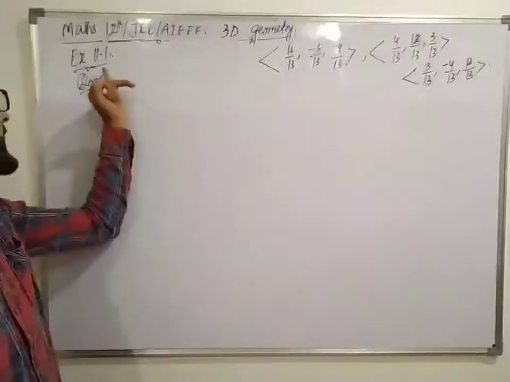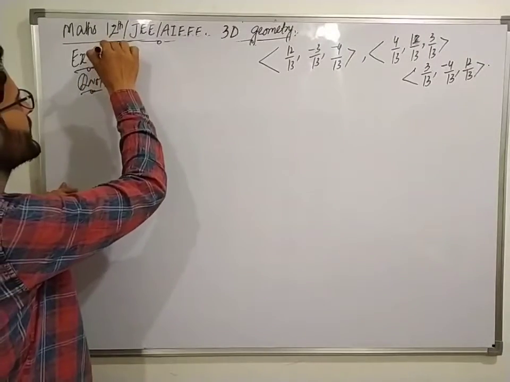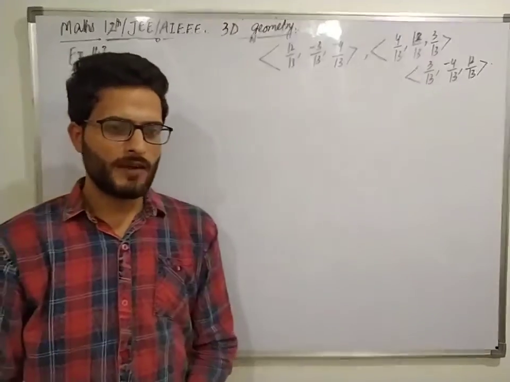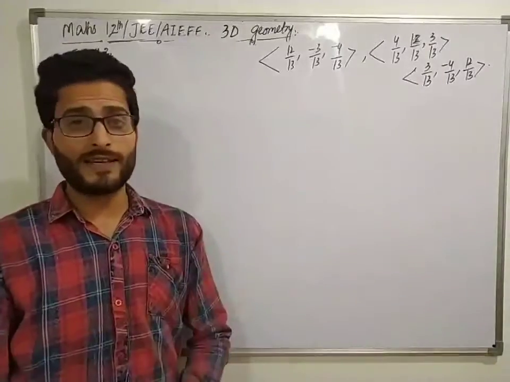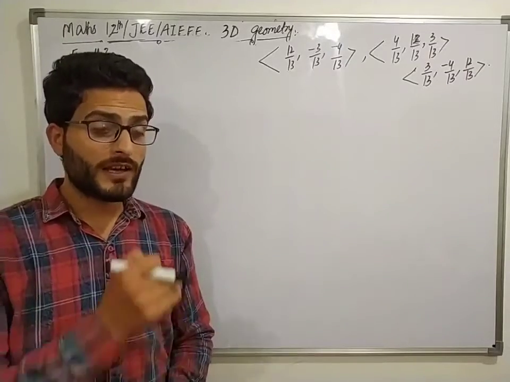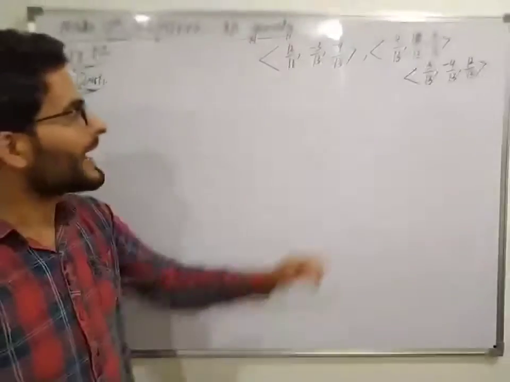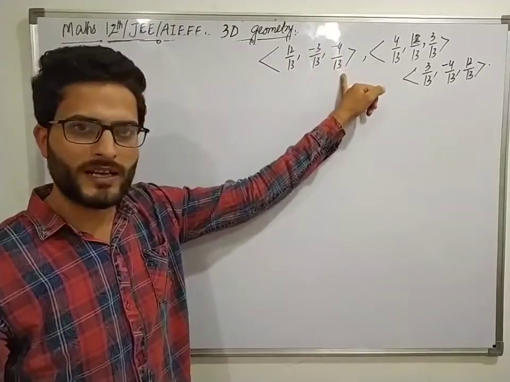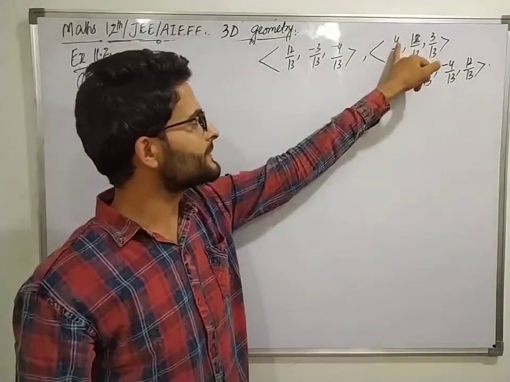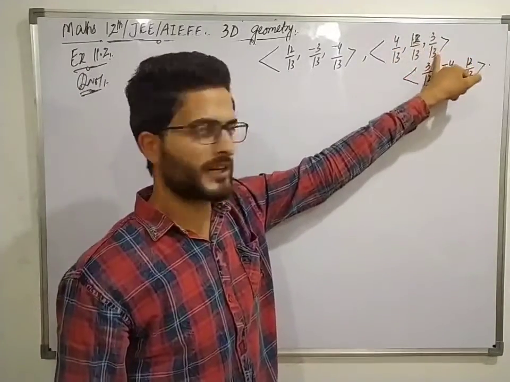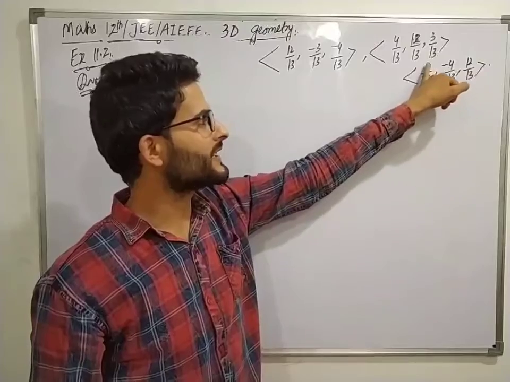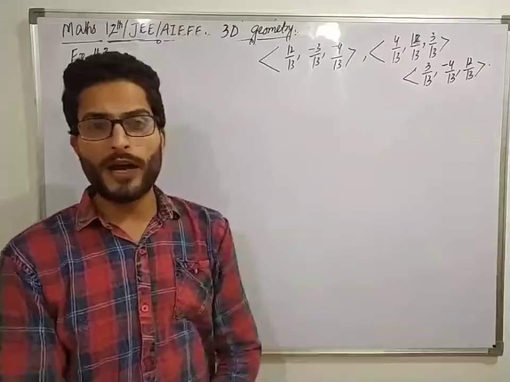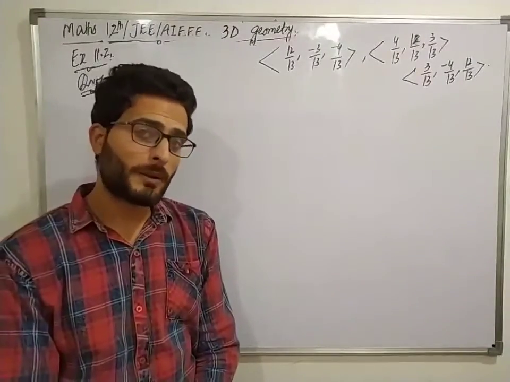So here lies exercise 11.2 of this three-dimensional geometry, and in the very first question of this exercise we have been asked that we have three given lines with their given direction cosines. Line first has the direction cosines 12 by 13, minus 3 by 13, minus 4 by 13. Line second has the direction cosines 4 by 13, 12 by 13, 3 by 13. Line third has the direction cosines 3 by 13, minus 4 by 13 and 12 by 13, and we need to prove that all the three lines are mutually perpendicular.